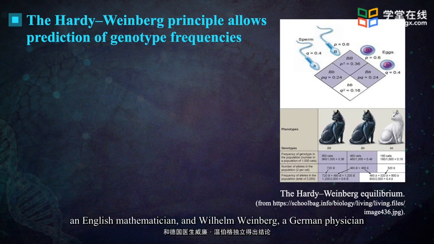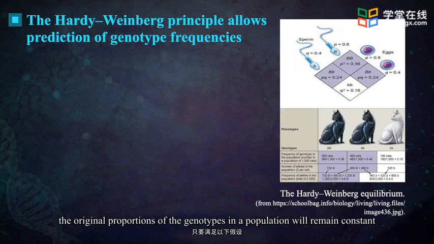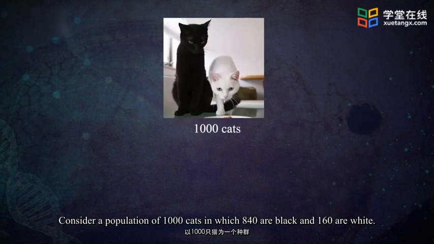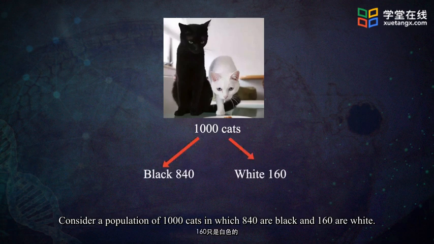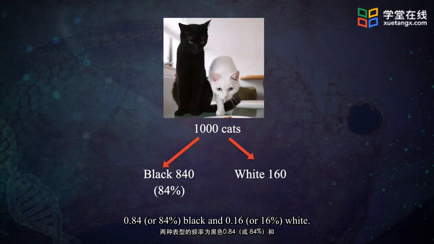Godfrey H. Hardy, an English mathematician, and Wilhelm Weinberg, a German physician, independently came to the conclusion that the original proportions of the genotypes in a population will remain constant from generation to generation, as long as the following assumptions are met. Consider a population of 1,000 cats in which 840 are black and 160 are white. The frequencies of the two phenotypes would be 0.84 or 84% black, and 0.16 or 16% white.